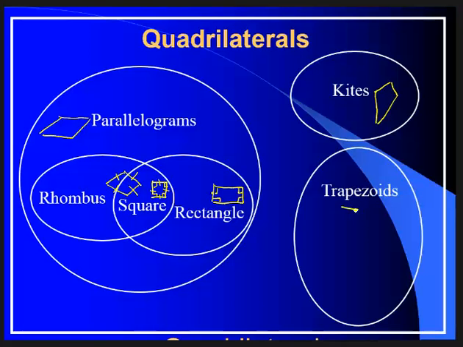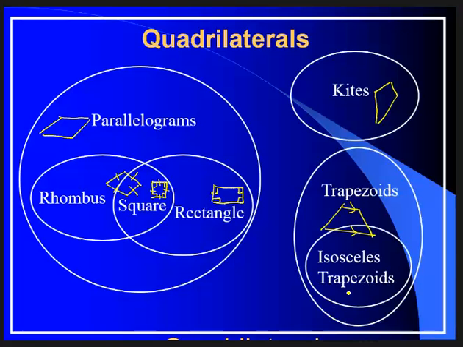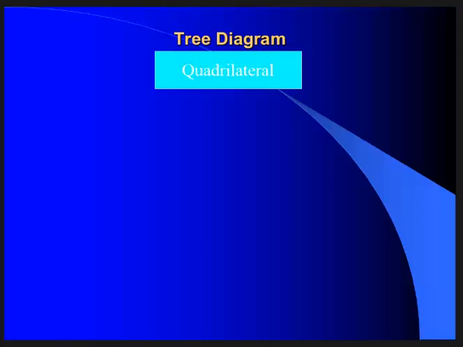How many parallel sides does a trapezoid have? One pair. And then we had a special kind of trapezoid where those two non-parallel sides were congruent, and we call that an isosceles trapezoid. So this is what a Venn diagram would look like, classifying quadrilaterals. Or you can have a tree diagram that would look like such.